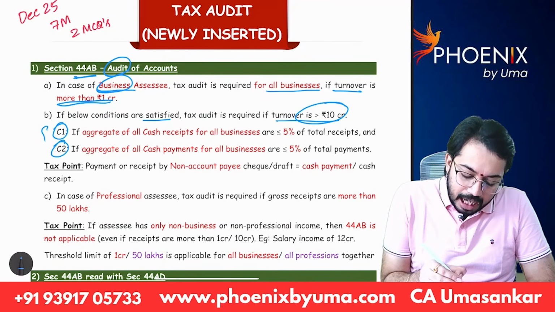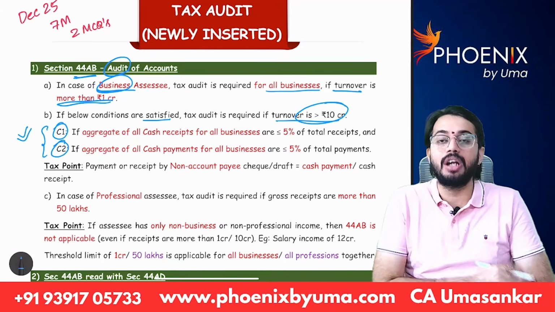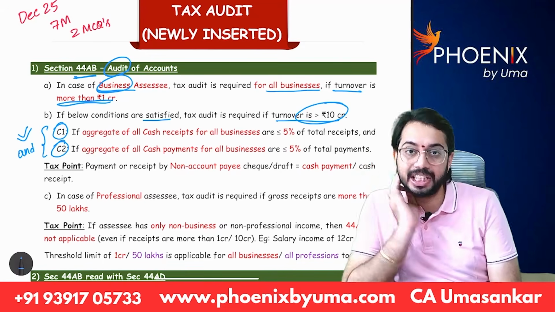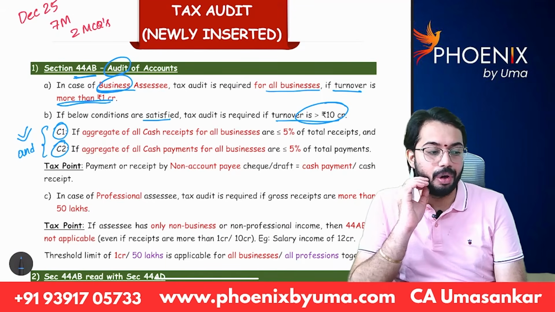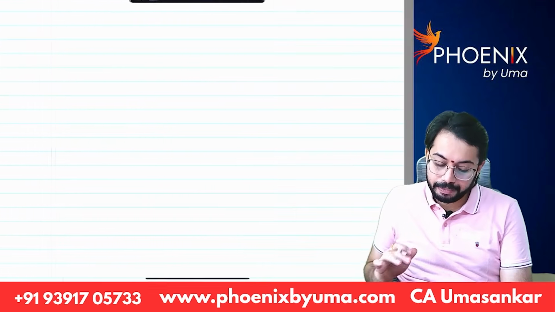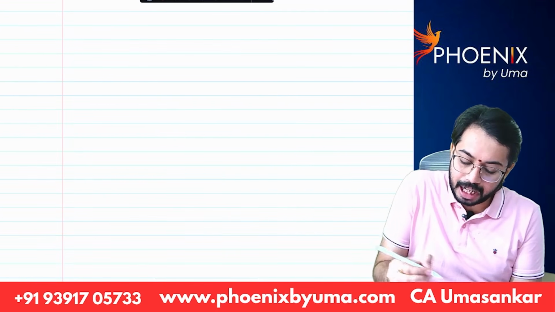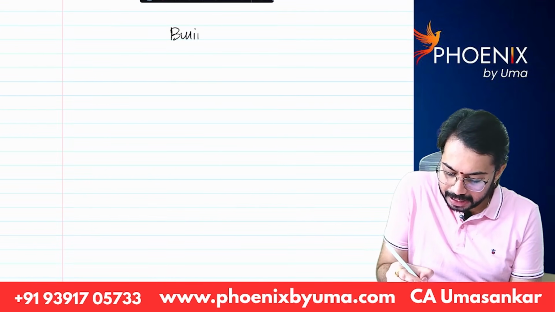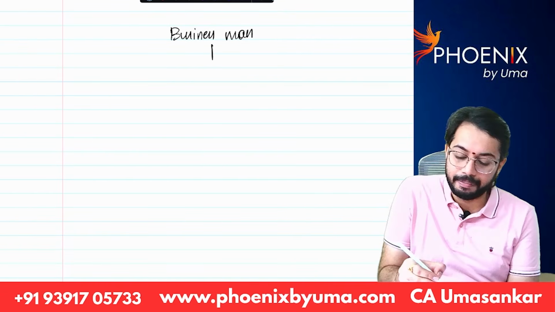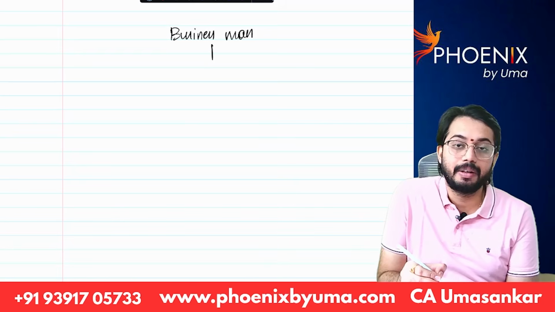If both these conditions are satisfied, what is the conjunction? The conjunction is "and". If both the conditions are satisfied, then in place of 1 crore, the turnover limit is 10 crore. Are you able to understand? So, let's say a business person came to you. Now you have to ask him two questions.